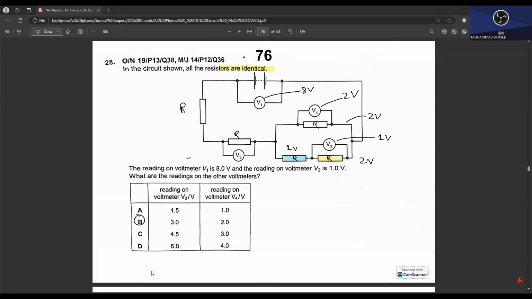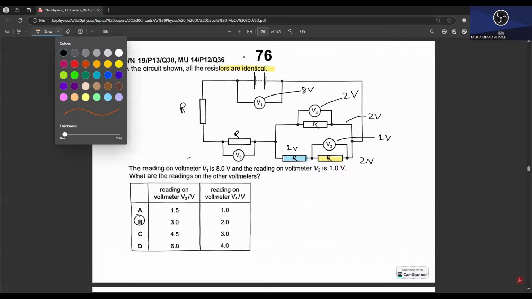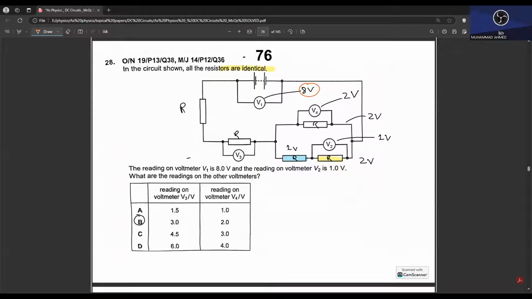Yeah. Let's also calculate the reading on voltmeter 3. How will we do that? Although it is not required, we already know it will be 3. But let's do it for self satisfaction. Your total voltage was 8.